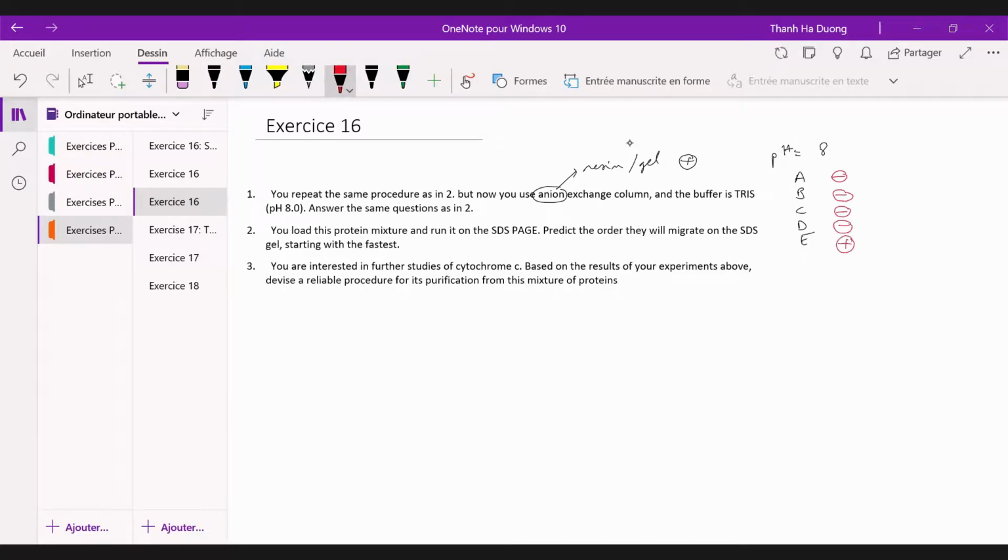So in this anion exchange column, the first one eluted will be E, right? Because there's no interaction between the positively charged protein and the positively charged resin. And after, when we increase the concentration of salt, which one will be eluted after E?